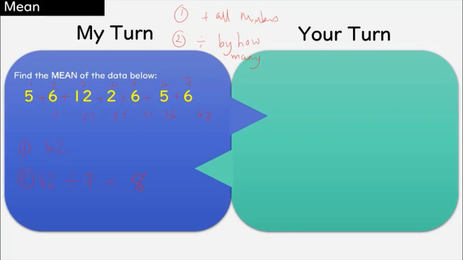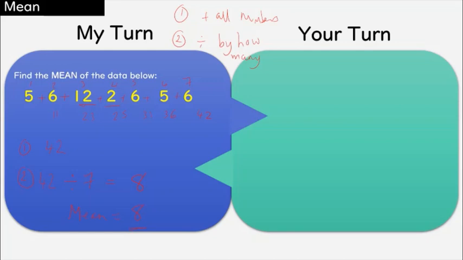We can double check to see if that's a suitable mean. Does 8 lie within the data? Well, it's between 2 and 12, which are the smallest and biggest numbers. So 8 seems about a sensible answer. So always check your answer seems sensible.